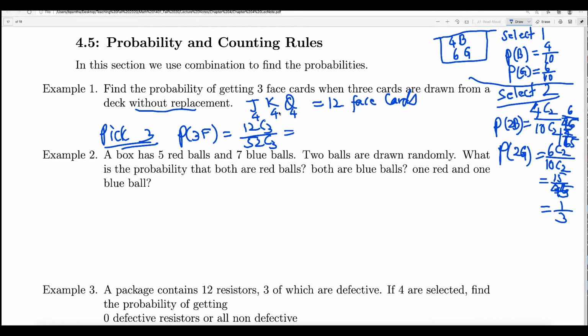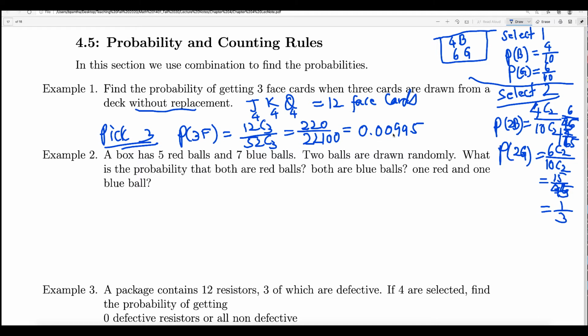If you are picking only 1 card, that will be 12 over 52. But you are picking 3, that's why you need to do 12C3 divided by 52C3. So just use a calculator to find that. When you use the calculator, the top will be 220 divided by the bottom, 22100. So this implies 0.00995. So this is less than 1%, right?